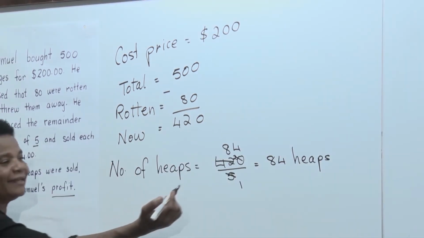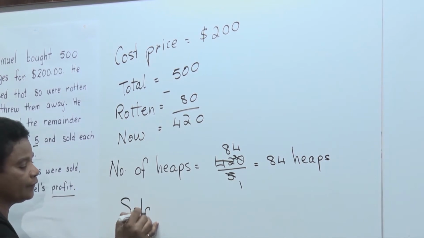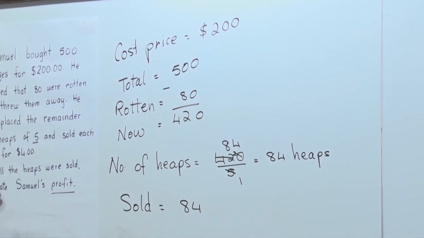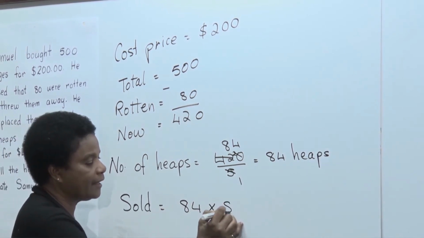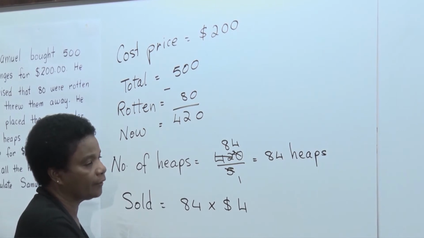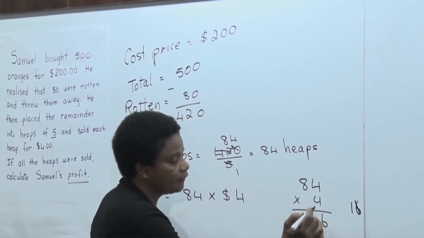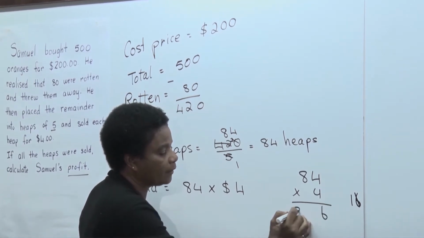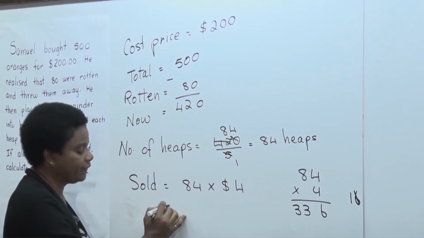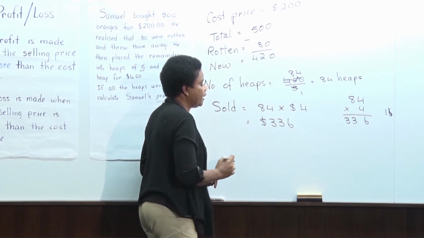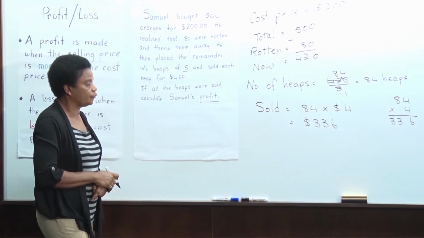Good. So he now has 84 heaps. He sold 84 heaps, and each heap he sold for $4. So we now have to multiply 84 by $4. 4 4s are 16. 4 8s are 32, and 1, 33. So when Samuel sold the 84 heaps, he made $336.